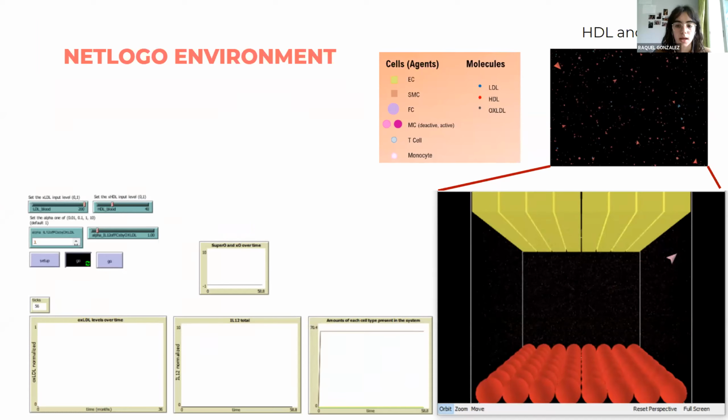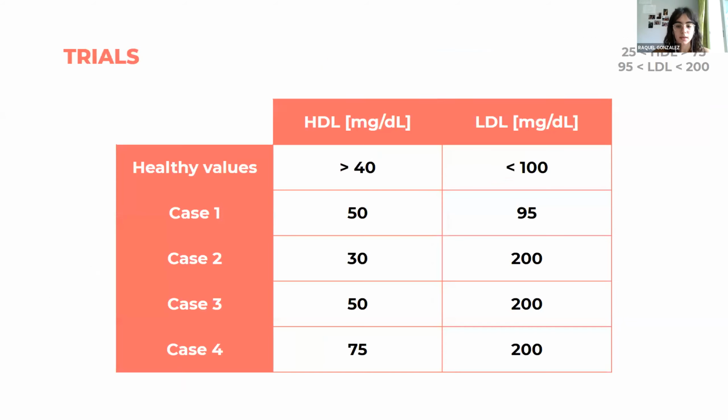In the 3D view, we can see the endothelial cell layers in yellow and the smooth muscle cell layer in red at the bottom. And the black space between them represents the intimal space in the vessel. If we zoom in, we can see the LDL and the HDL molecules, which are red and blue triangles, respectively. And in the slide, there is a legend for the rest of the cell agents that should appear later in the environment.